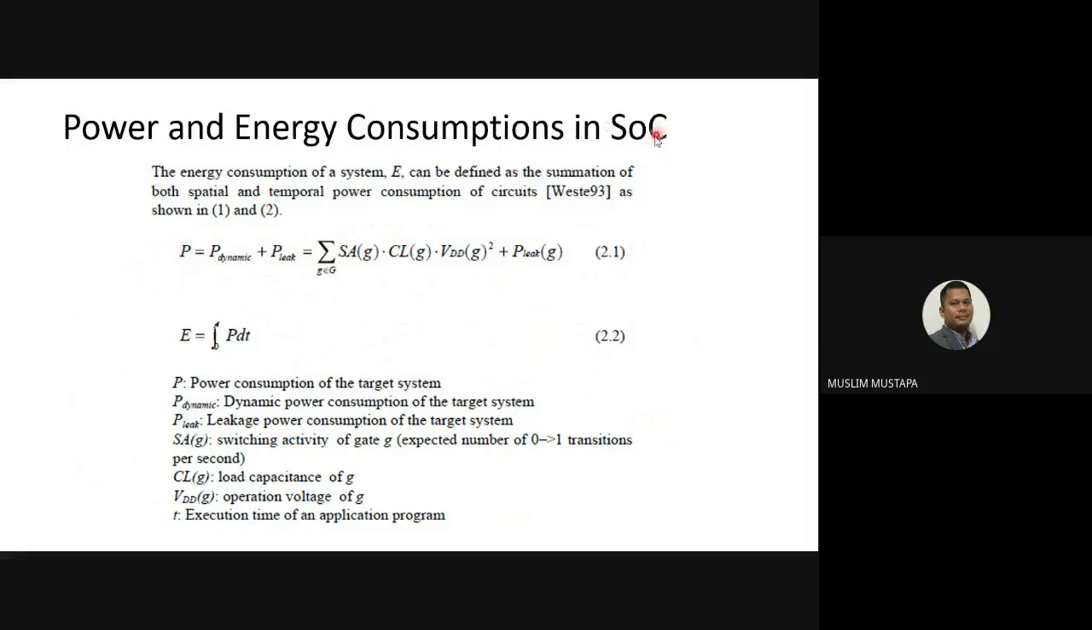For example, you can see all these details of the names. SA is the switching activity of a gate. Of course, the gate is going to switch from 0 to 1, 1 to 0. So all the switching activity will consume power.